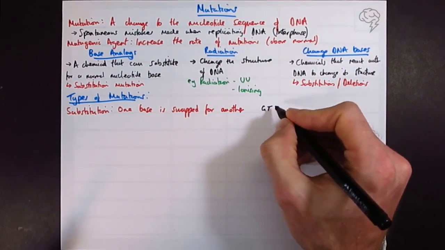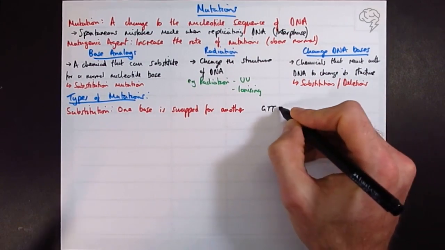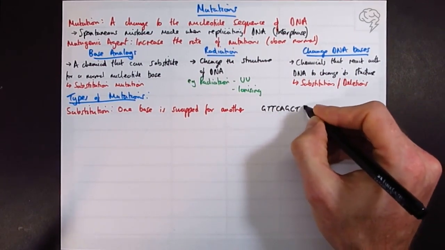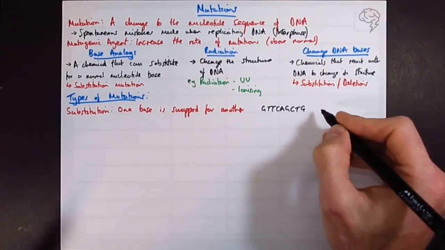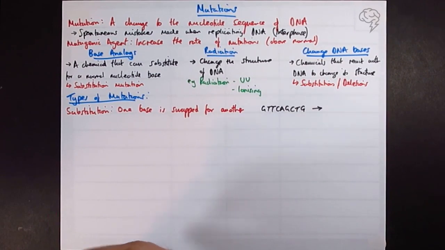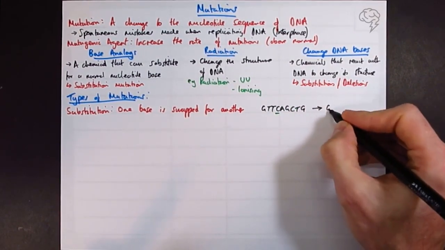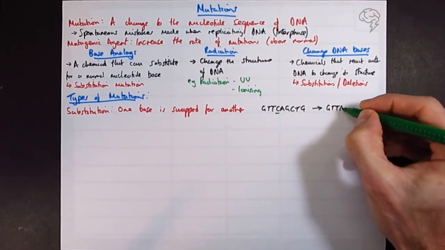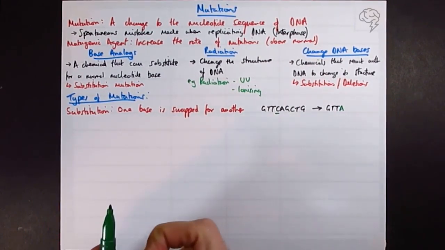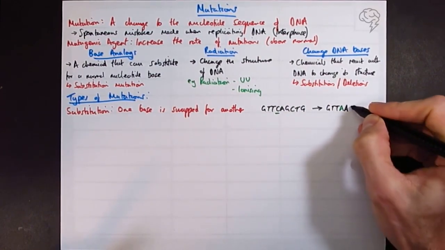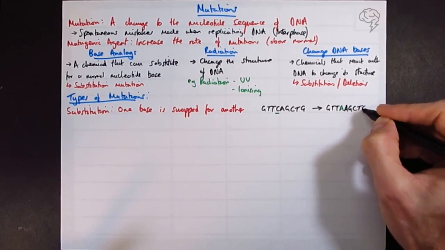So if we've got GTT, I'm just making this up, I'm going to do them in sets of three: CAG, and then CTG. This is what I'm going to start with each time. Let's say a substitution takes place on this C. So we have GTT, unaffected, but instead of being a C, it's now, let's make it an A. It can pretty much swap for anything. And then the rest of it carries on as normal: another A, G, C, T, G.